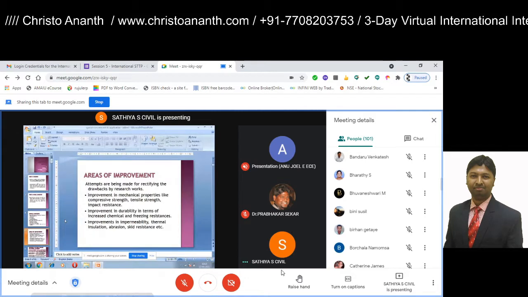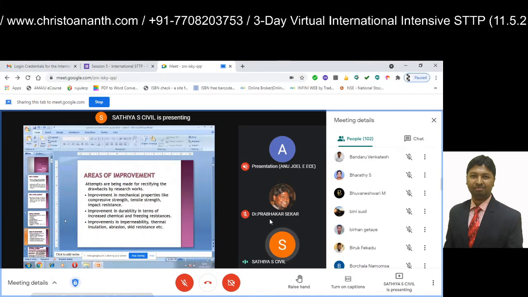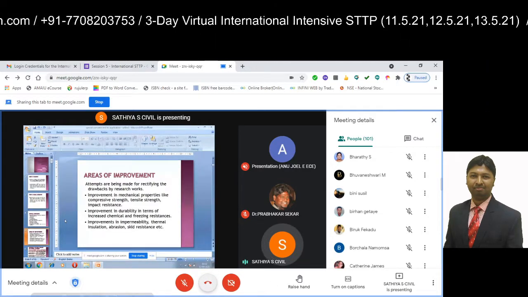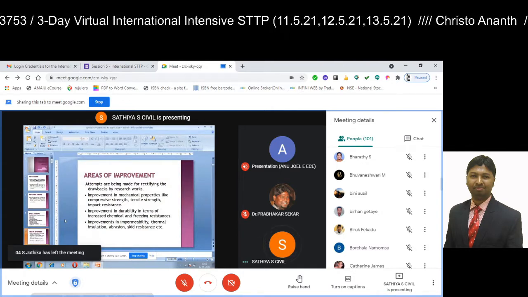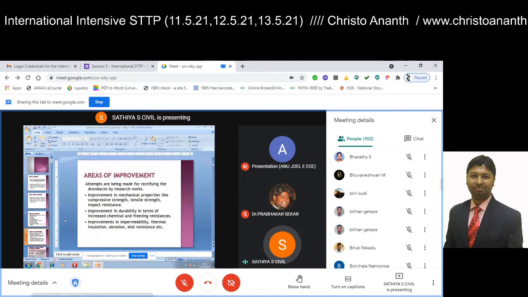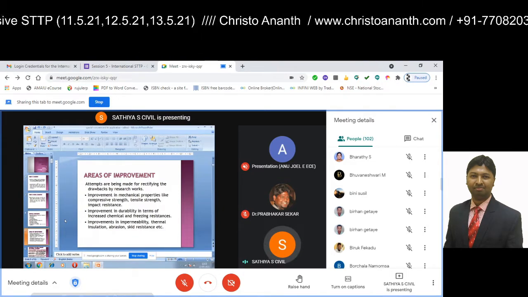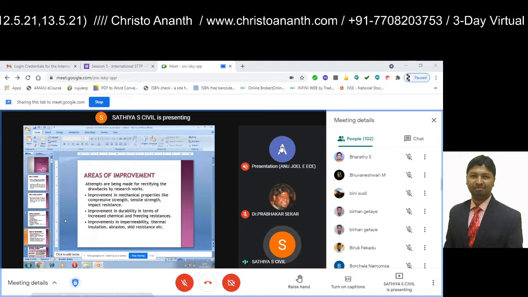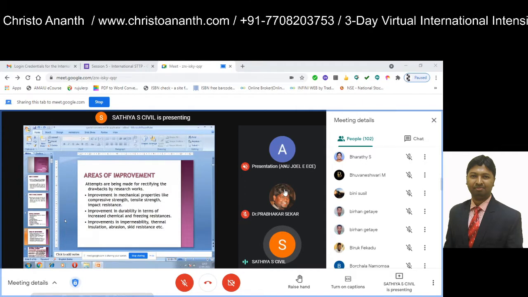Attempts are being made for rectifying the drawbacks by research works. Improvements in mechanical properties like compressive strength, tensile strength, impact resistance, and improvement in durability in terms of increased chemical and freezing resistances. Improvements in impermeability, thermal insulation, abrasion, skid resistance, etc.